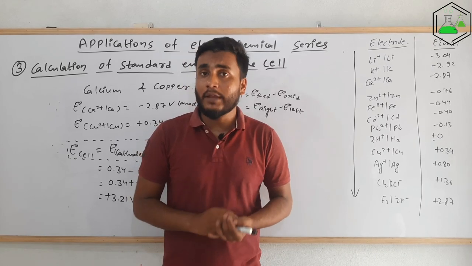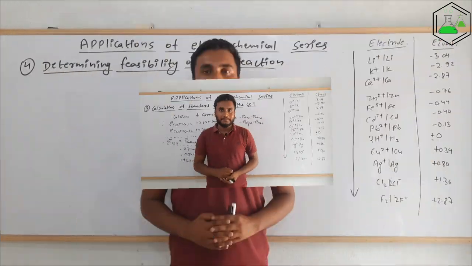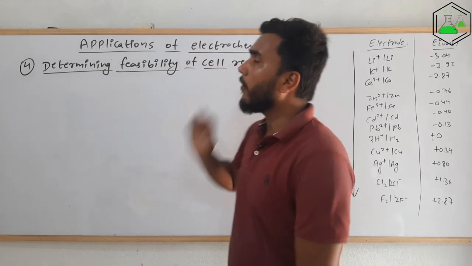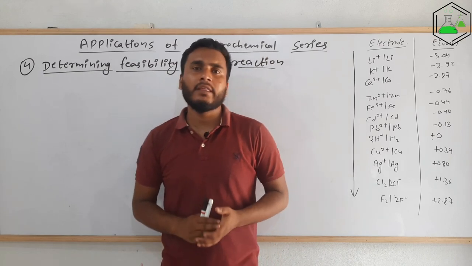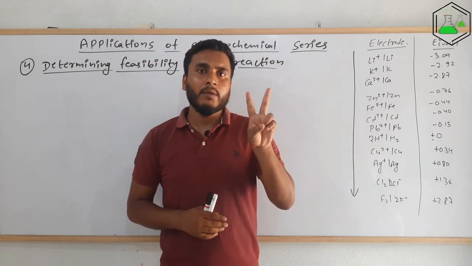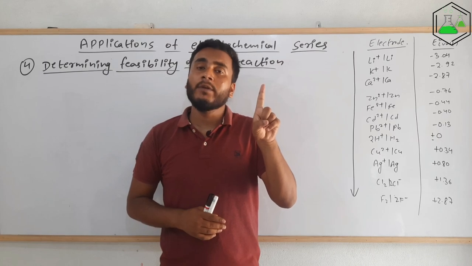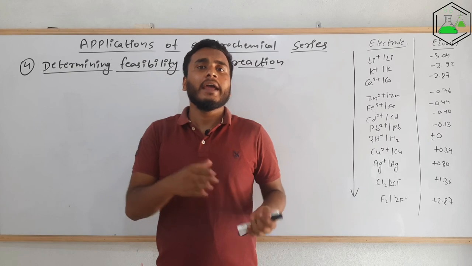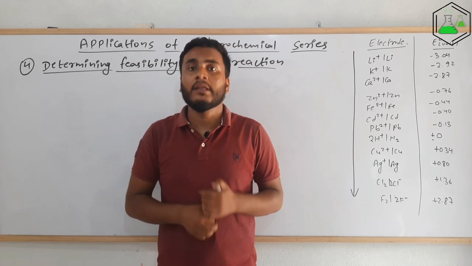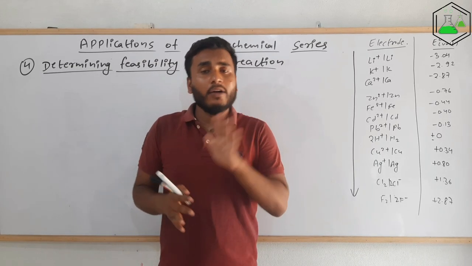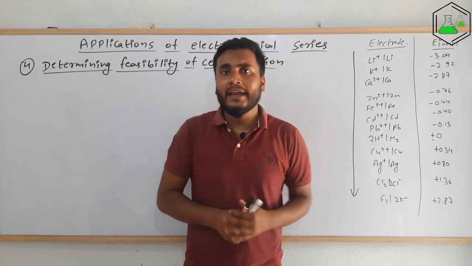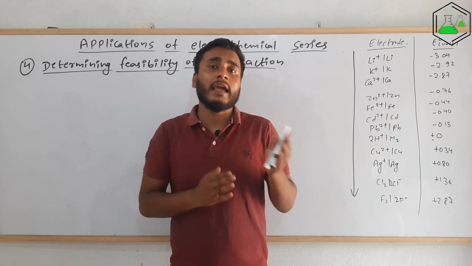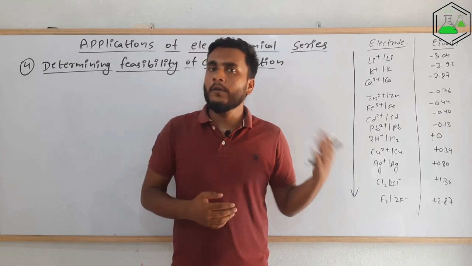Now let's see the fourth application of electrochemical series. The fourth application of electrochemical series is determining the feasibility of a cell reaction. We know that every cell consists of two electrodes. One of them will behave as anode and another one will behave as cathode. At cathode, reduction reaction happens, and at anode, oxidation reaction happens. That means at the same time, a redox reaction is happening in a cell. And if the redox reaction happens over there, then there are two possibilities. Either the reaction will be feasible or non-feasible.